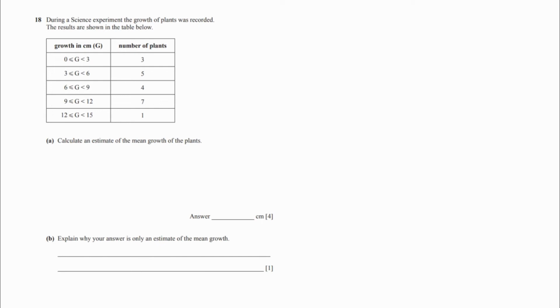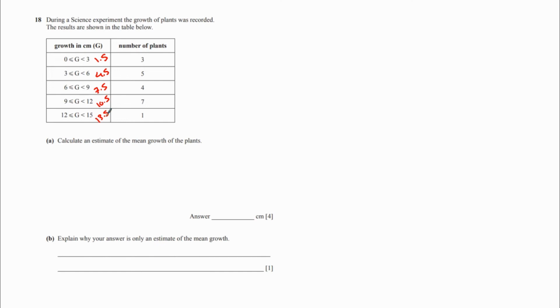So estimate. Because in here we have classes rather than specific values, our estimate is when we say that, okay, we are going to consider a midpoint. So the midpoint between 0 and 3 is 1.5. Between 3 and 6 is 4.5. Between 6 and 9 is 7.5. 9 and 12 is 10.5. And 12 and 15 is 13.5.